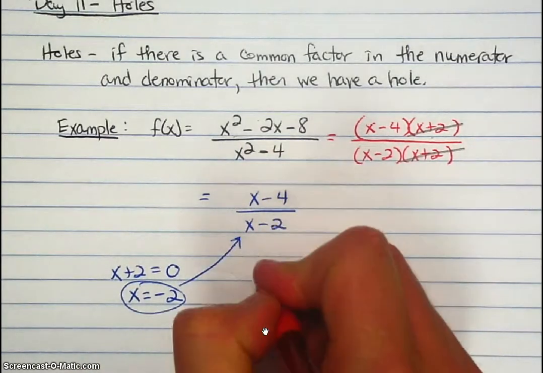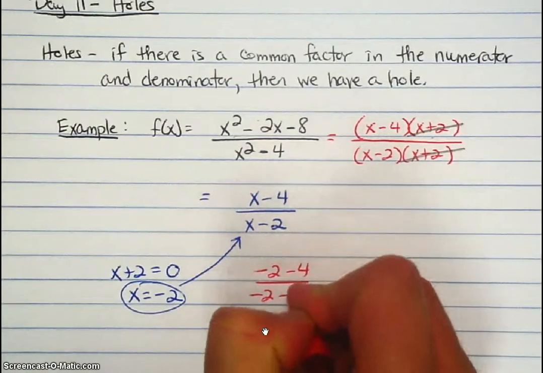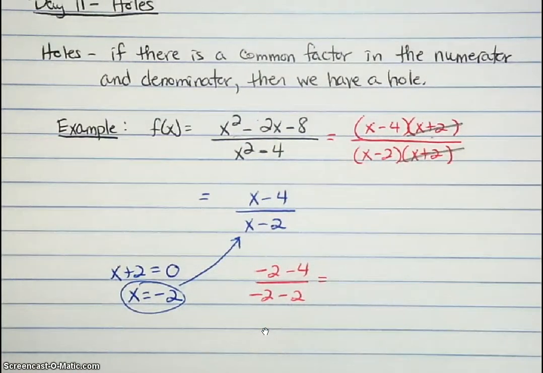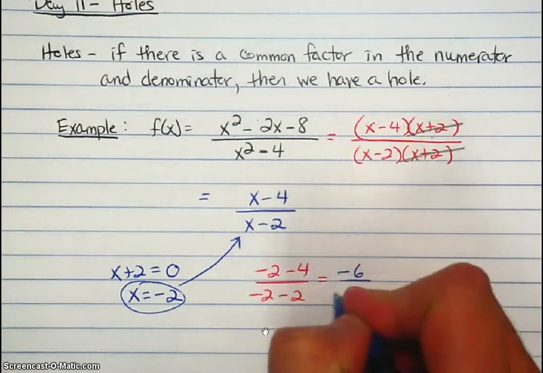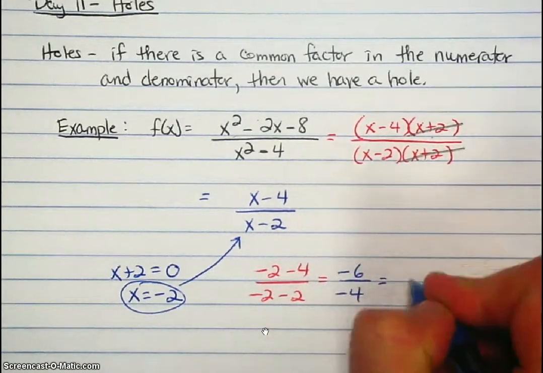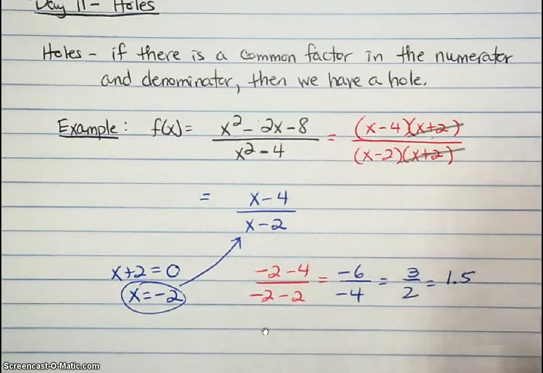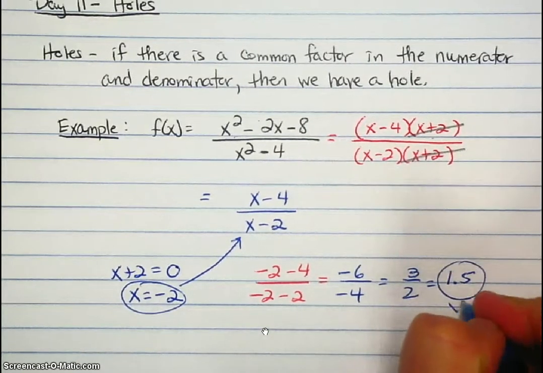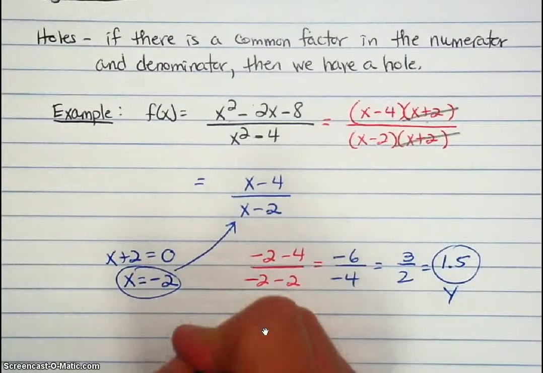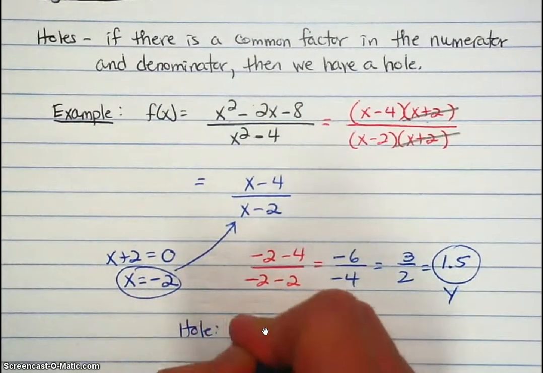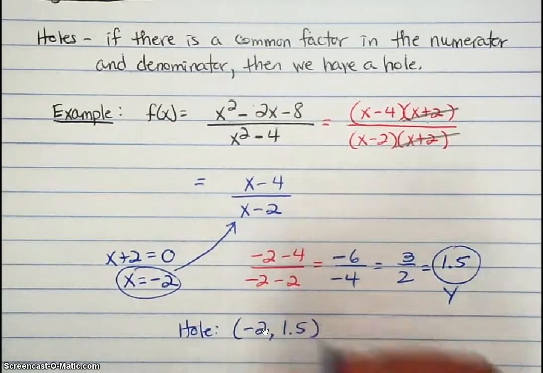that's going to tell me the y value for my hole. So when I plug that in, -2 minus 4 is -6, and -2 minus -2 is -4. So that comes out to be 3/2, which is 1.5. That is the y value for my hole. So my hole as a coordinate, the hole for this graph, will be at -2, positive 1.5.